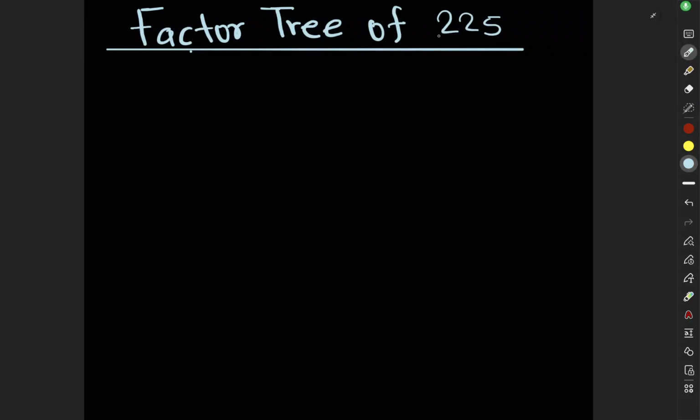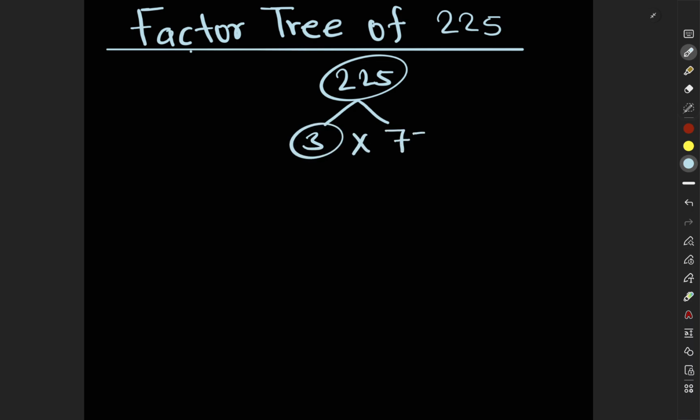Factor tree of 225. So 225 can be written as 3 times 75. 3 times 75 means 225.